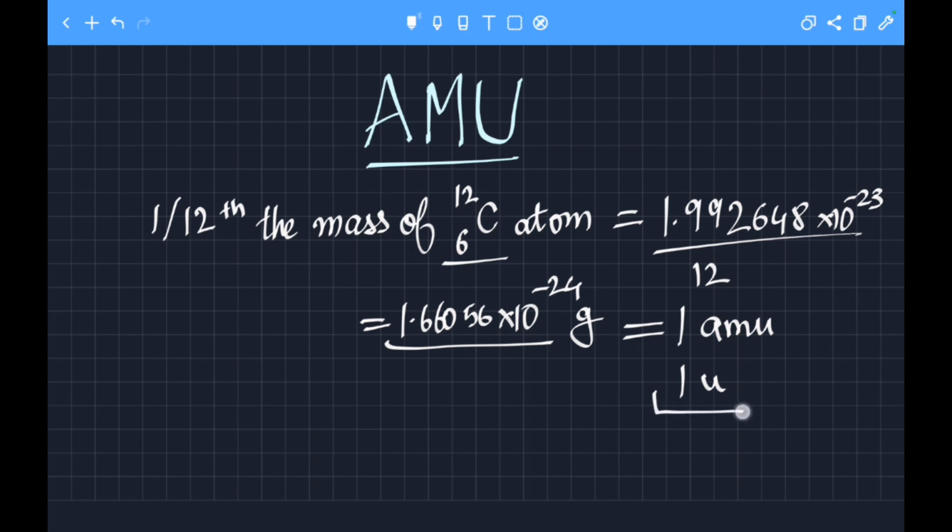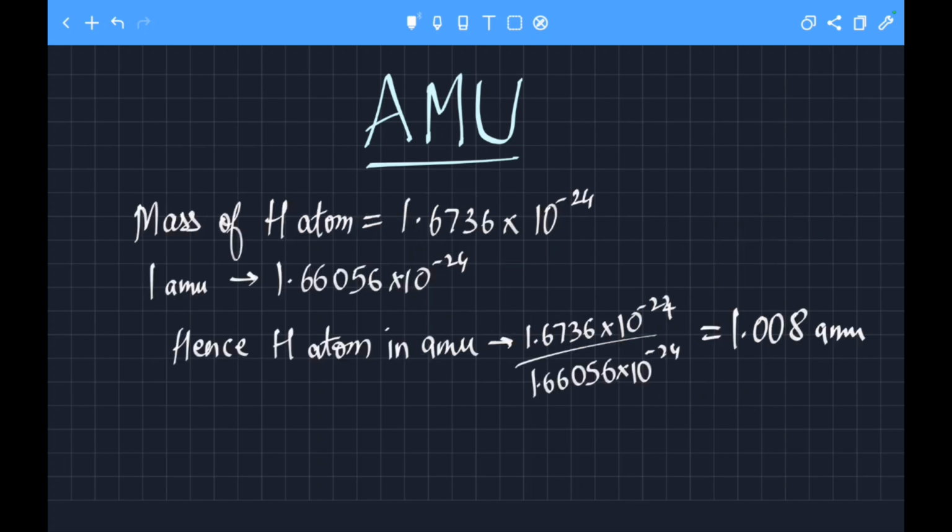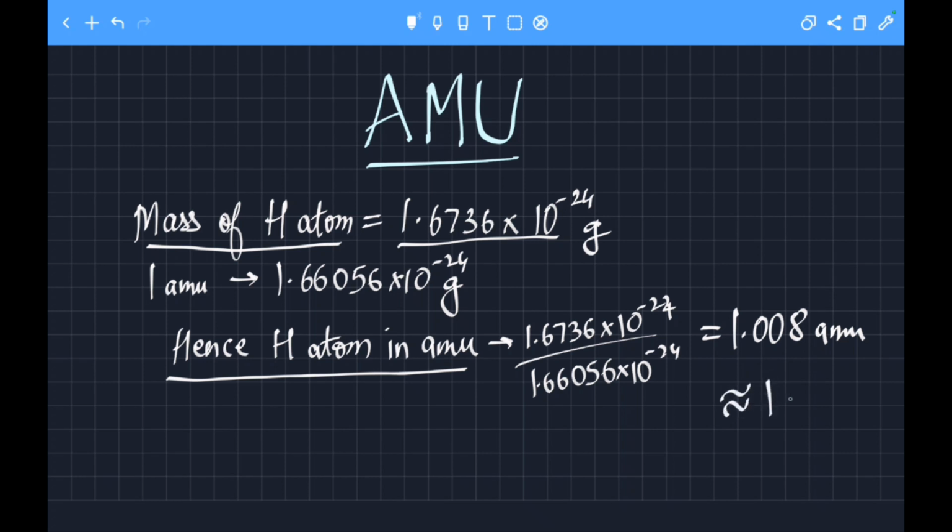So this is the unit which we use to measure the mass at atomic levels. Let's take example of hydrogen atom. So mass of one hydrogen atom, a single hydrogen atom, is 1.6736 into 10 raised to minus 24 grams. 1 AMU is 1.66056 into 10 raised to minus 24 grams. Hence, weight of one hydrogen atom in terms of AMU. So if you divide, it comes out to be 1.008 AMU, or almost equals to 1 AMU.